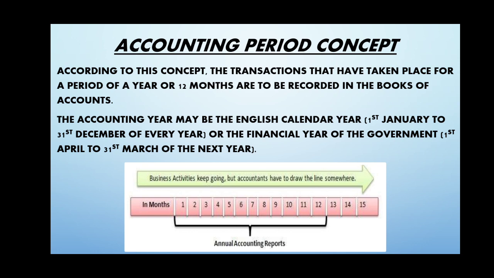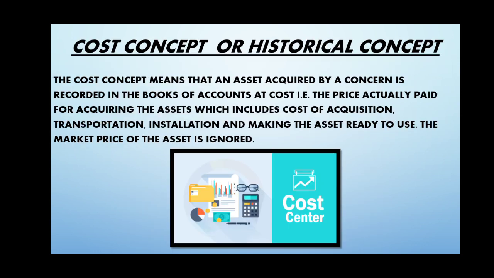The next one is the cost concept. What is cost? Immediately remember the meaning of cost. It is the amount that we are going to pay or spend in order to buy a product or a service. That is the meaning of cost. Am I right, children? What is the other word for cost concept? Historical concept. We might ask you for 1 mark. Cost concept is otherwise known as historical concept.